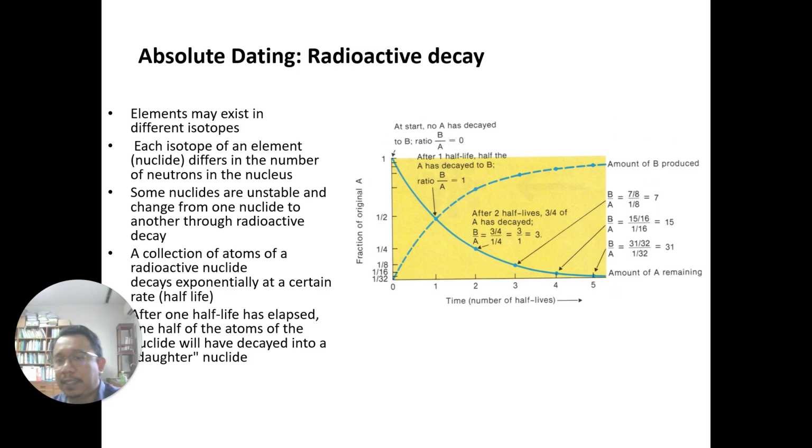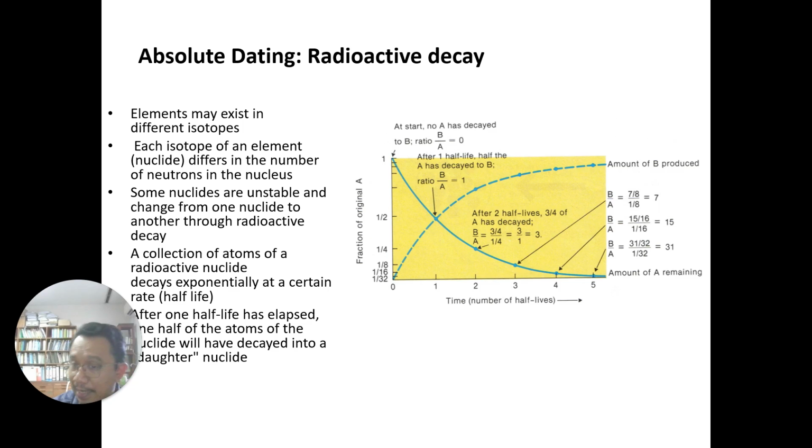So let's say you have elements in a rock. A lot of the time it is an igneous rock. We know that elements may exist in different isotopes. Each isotope of an element, we refer to as a nuclide. Different nuclides have different numbers of neutrons in the nucleus. Some nuclides are unstable. They tend to change into a daughter nuclide, another nuclide, right?